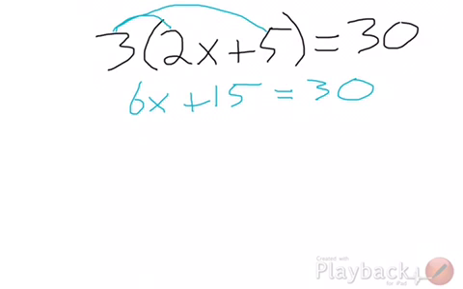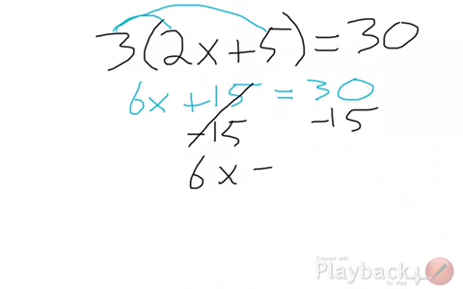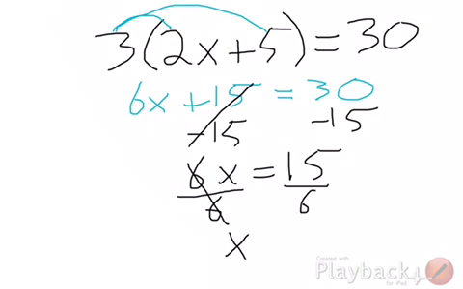Okay, so our next step, if we're picking on the lonely numbers, is to get rid of that positive 15. So to get rid of my plus 15, I subtract 15 from both sides of the equation. So we have 6x equals 15, and then we have 6x, so we're going to divide by 6 on both sides of the equation. And x equals 15 divided by 6 is 2.5.